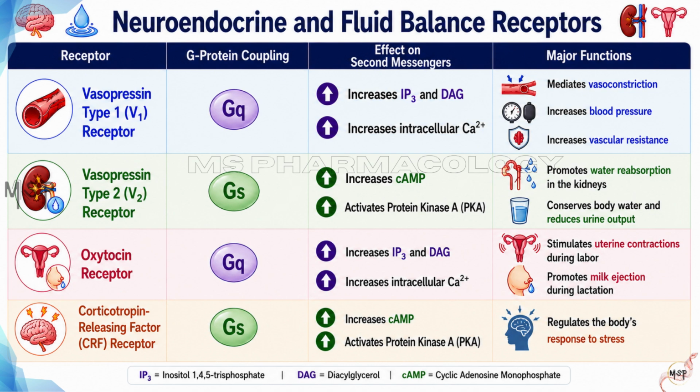Neuroendocrine and fluid balance receptors include the vasopressin receptors, where vasopressin type 1 receptors are coupled to GQ proteins and mediate vasoconstriction, whereas vasopressin type 2 receptors are coupled to GS proteins and promote water reabsorption in the kidneys. The oxytocin receptor is also GQ coupled, stimulating uterine contractions during labor and milk ejection during lactation. Corticotropin-releasing factor receptors are primarily GS-coupled, regulating the body's response to stress.